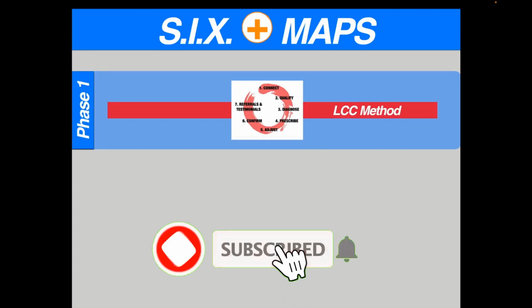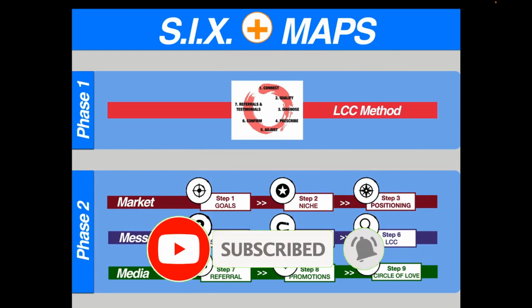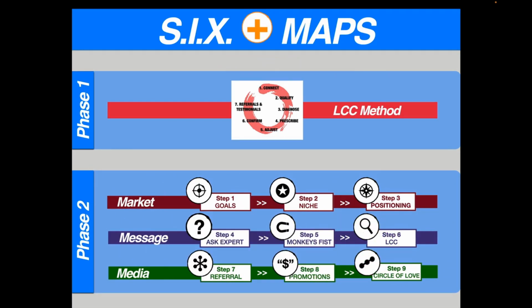Okay, as most of you know, the 6-MAP program consists of two different parts. So there's phase 1, which is the LCC method, which wins you clients. And then phase 2 is the 6-MAPs method, which attracts the right type of projects to you.